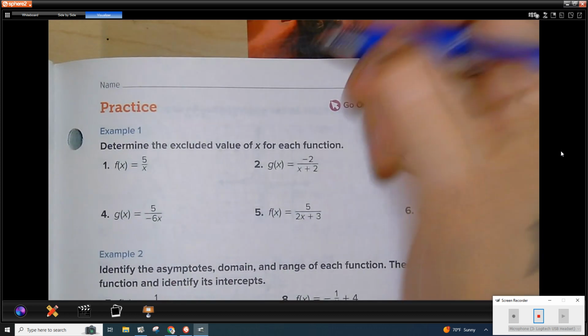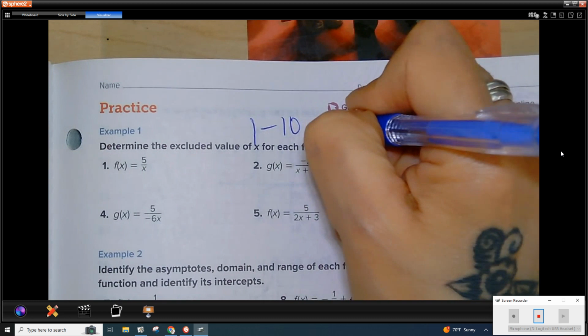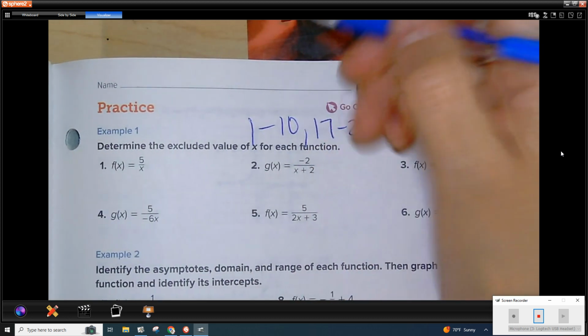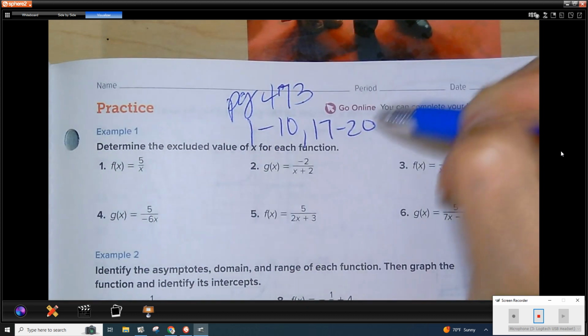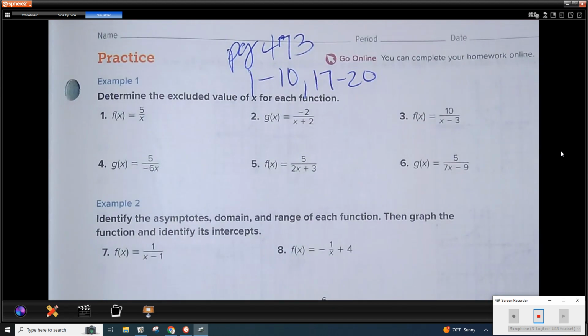Okay, your questions are 1 through 10, 17 through 20. Remember, if you need more room, get a piece of paper, use a notebook. You should have a math notebook and do your work in there. Don't squish everything so that it's illegible in your workbook.